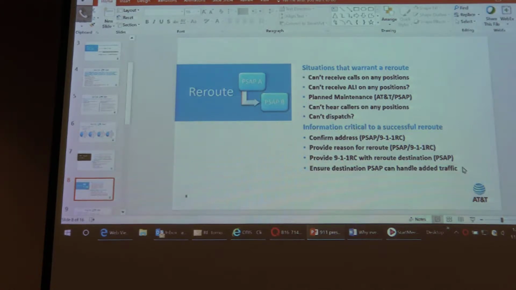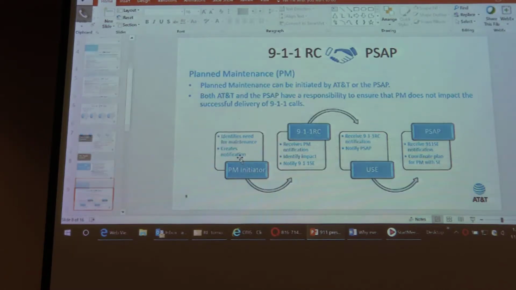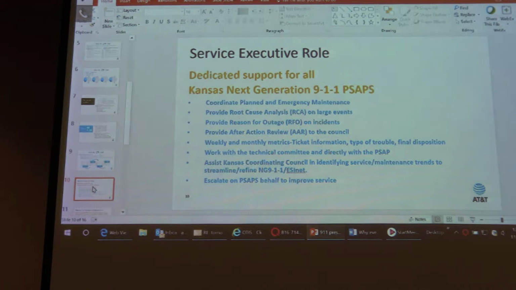And then you need to reach out to your partner PSAP to make sure that they can handle those calls if we do reroute to the partner PSAP. So, there's some responsibility for you on that. But that's just for preparation, so you know.